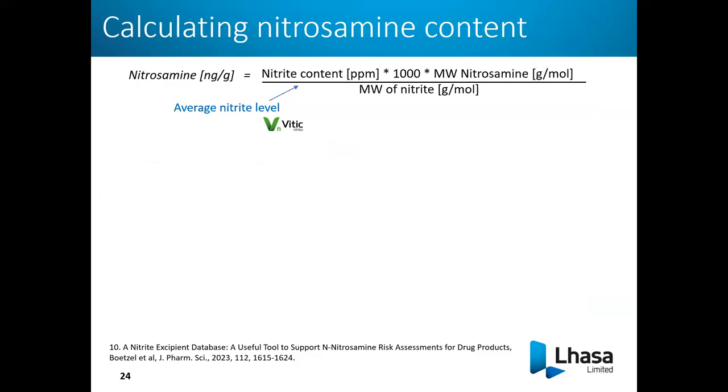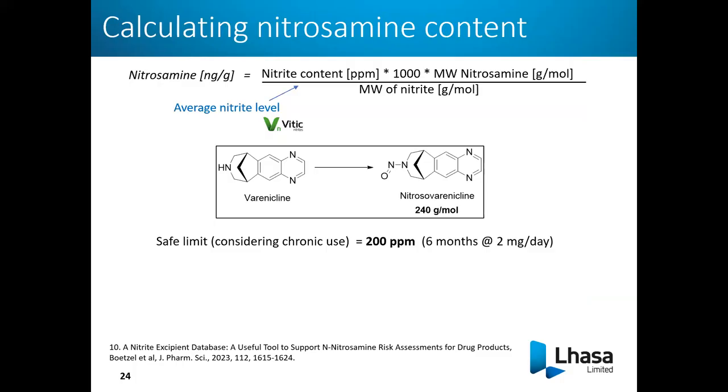The following equation from the Boetzel publication can then be used to calculate the potential amount of nitrosamine that could form. Using the example formulation from the previous slide, if I was to assume that the API was varenicline, and therefore the potential nitrosamine was nitrosovarenicline with a molecular weight of 240 grams per mole, the EMA and FDA proposed an acceptable limit. Well, up until last week, it was 37 nanograms per day. It's now been updated to 400 nanograms per day. I nearly missed that update. And if we followed the recommended dosing, that would mean a safe limit of 200 ppm.